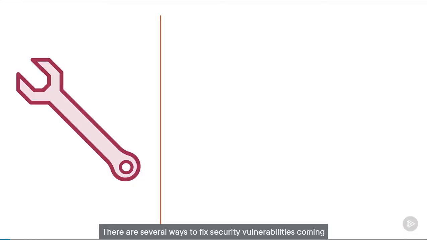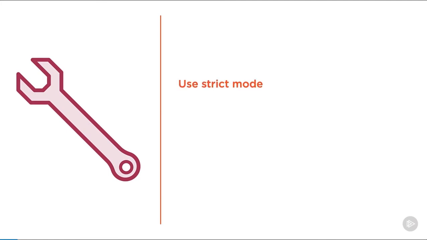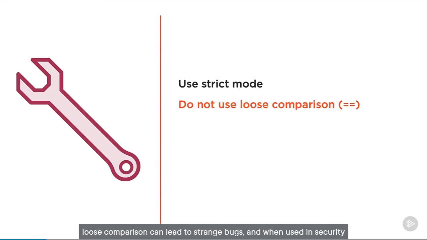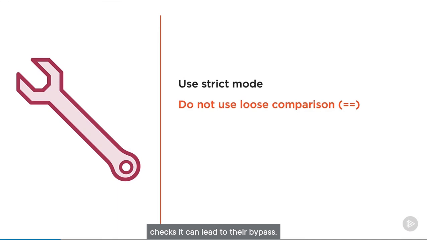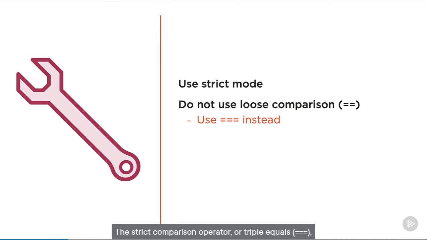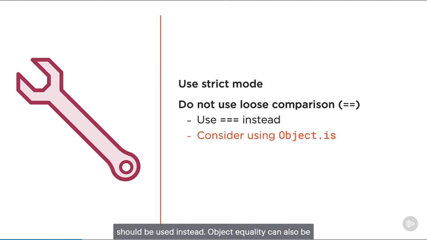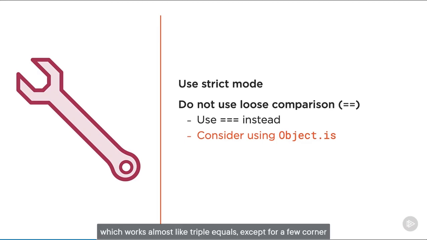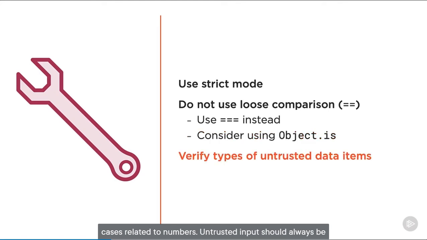There are several ways to fix security vulnerabilities coming from JavaScript dynamic type system. Using strict mode is a no-brainer, except for cases where backwards compatibility is a concern. All code should run in strict mode. Using loose comparison can lead to strange bugs, and when used in security checks, it can lead to their bypass. The strict comparison operator, or triple equals, should be used instead. Object equality can also be checked using the Object.is method, which works almost like triple equals, except for a few corner cases related to numbers.